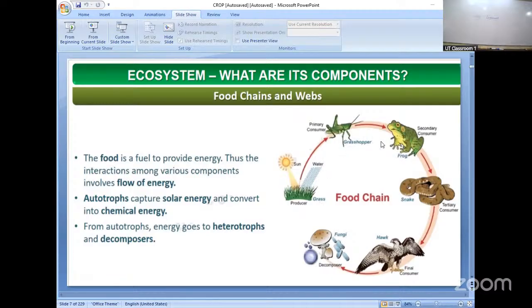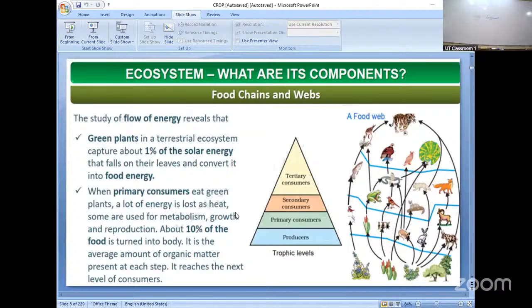Slowly and slowly, at each level, the energy is consumed. So it becomes a little less. So it follows the 10% rule, the law of 10%. It means green plants capture about 1% of the solar energy, right? And after that, each trophic level.